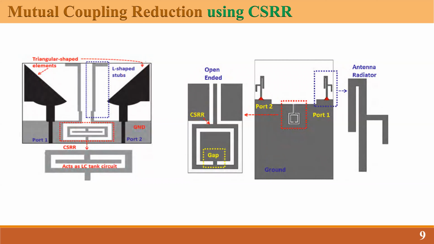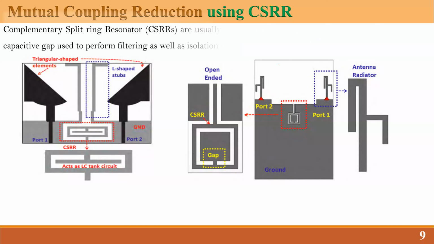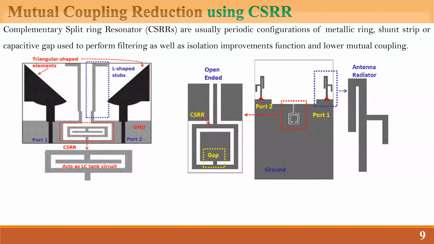First of all, what is CSRR? CSRR is nothing but a periodic configuration of some kind of metallic ring, shunt strip, or capacitive gap that is used for filtering applications. Let me tell you a brief story about CSRR. CSRR was initially developed for filtering applications so that one can make a very nice planar filter. Later on, researchers thought that CSRR can also be used in planar technology like antennas. Then the motivation began.